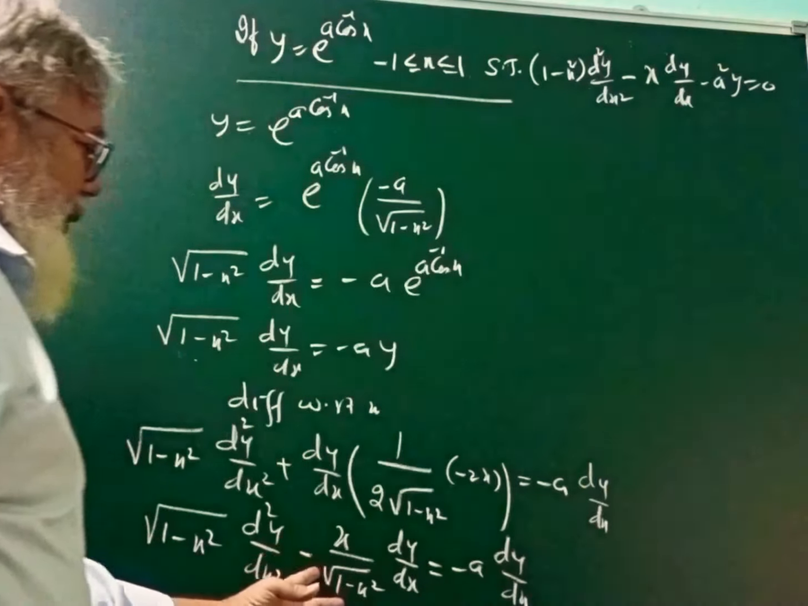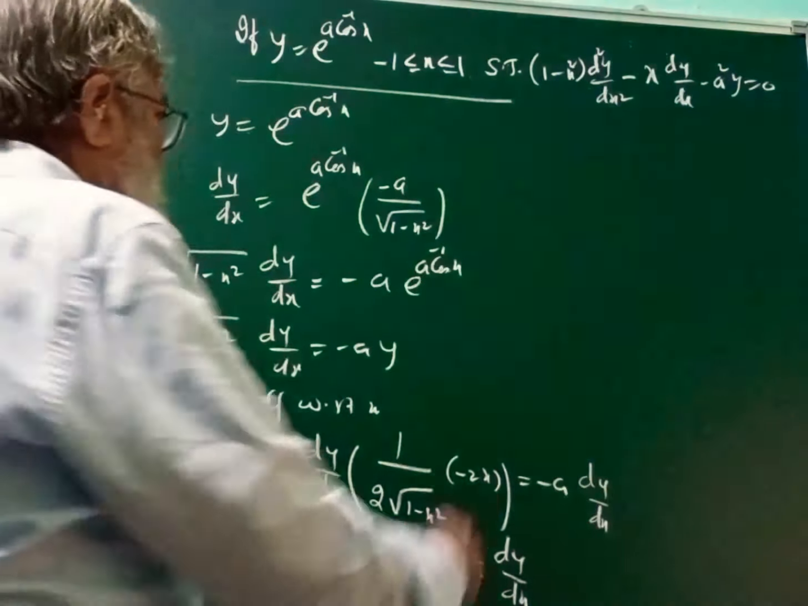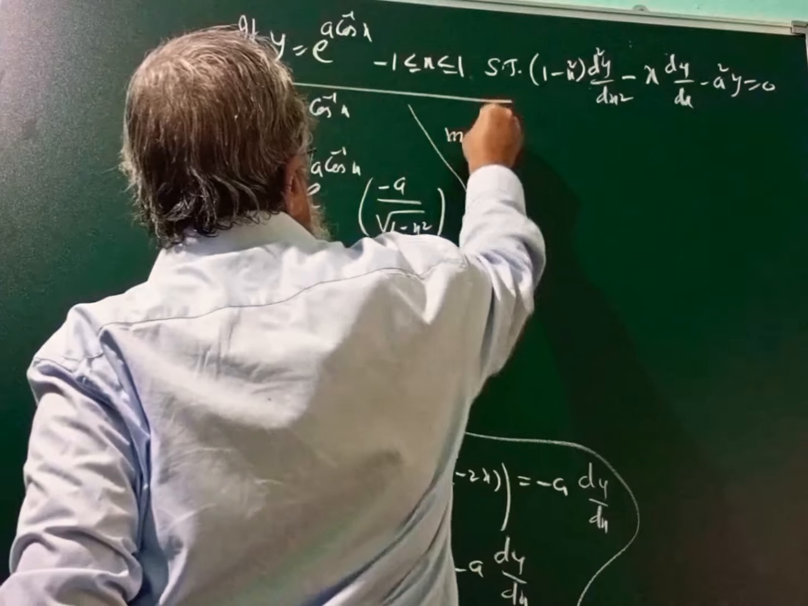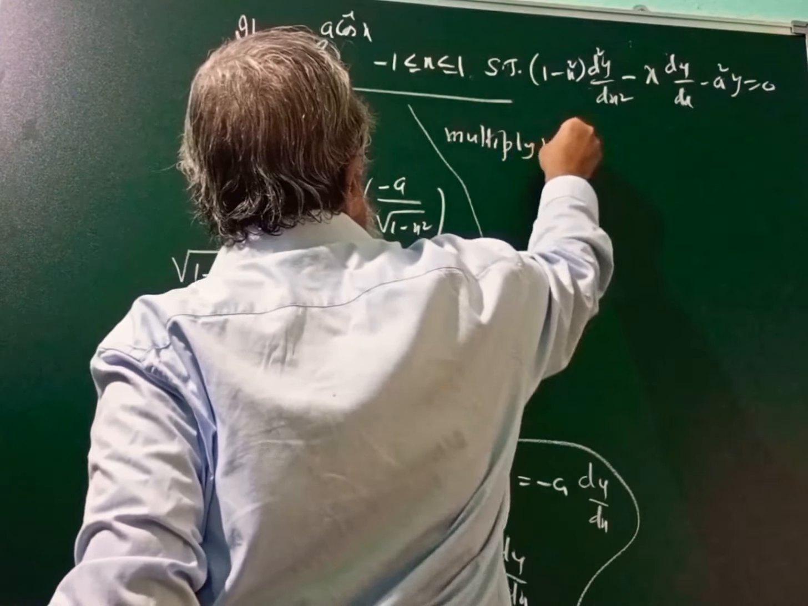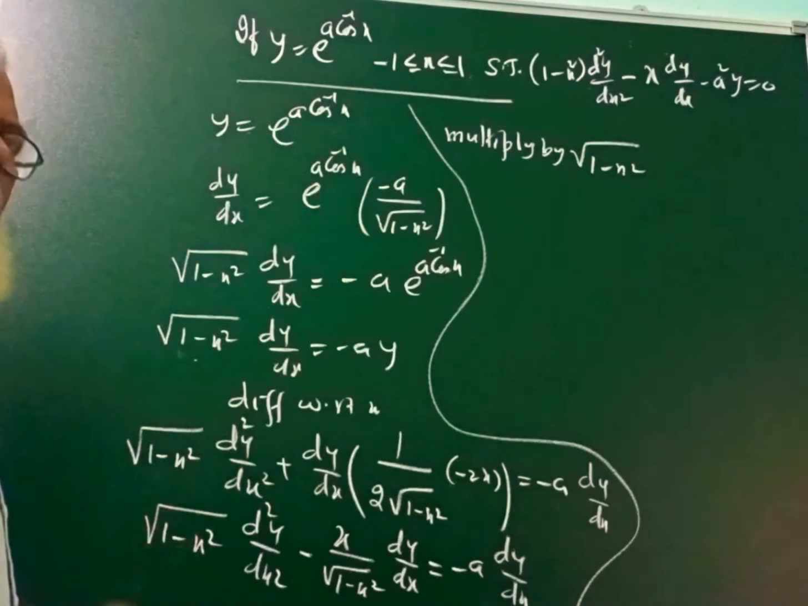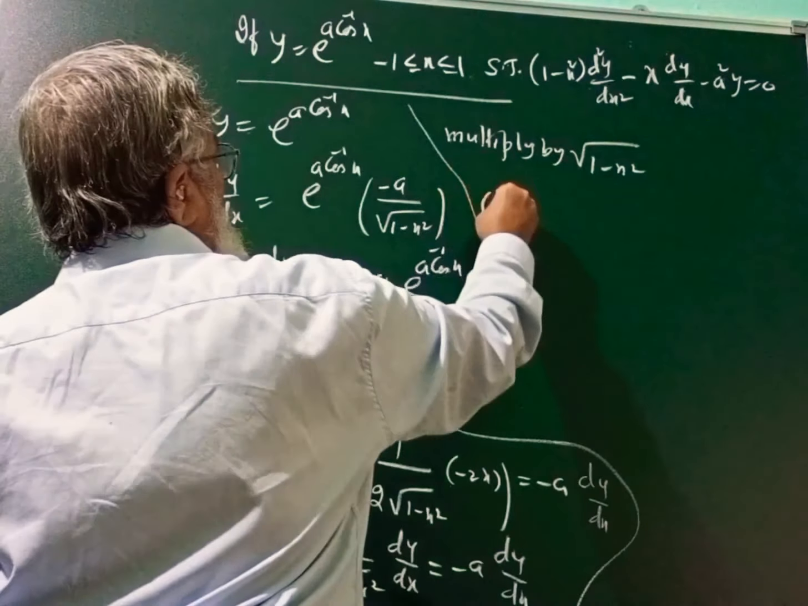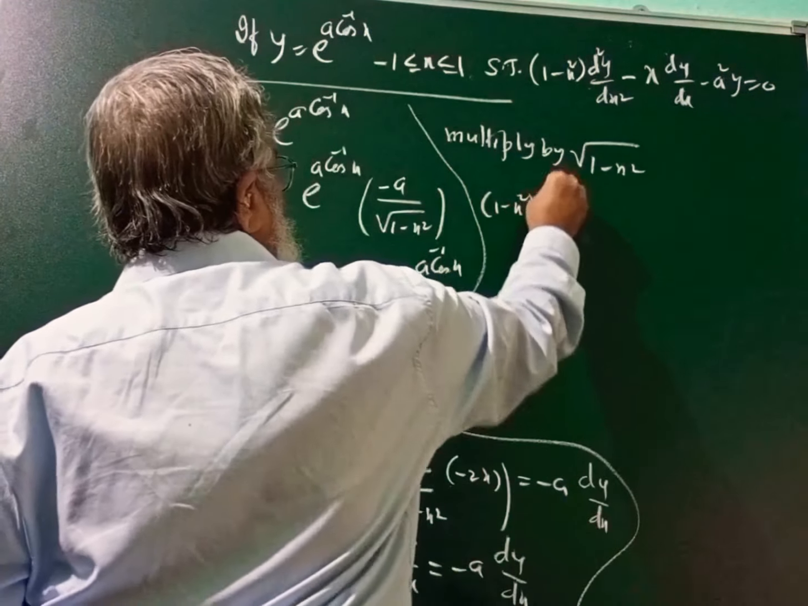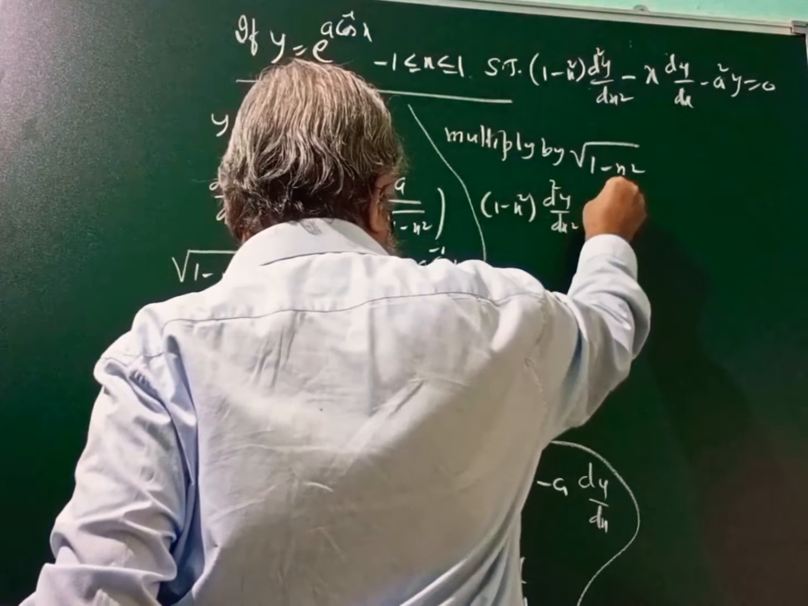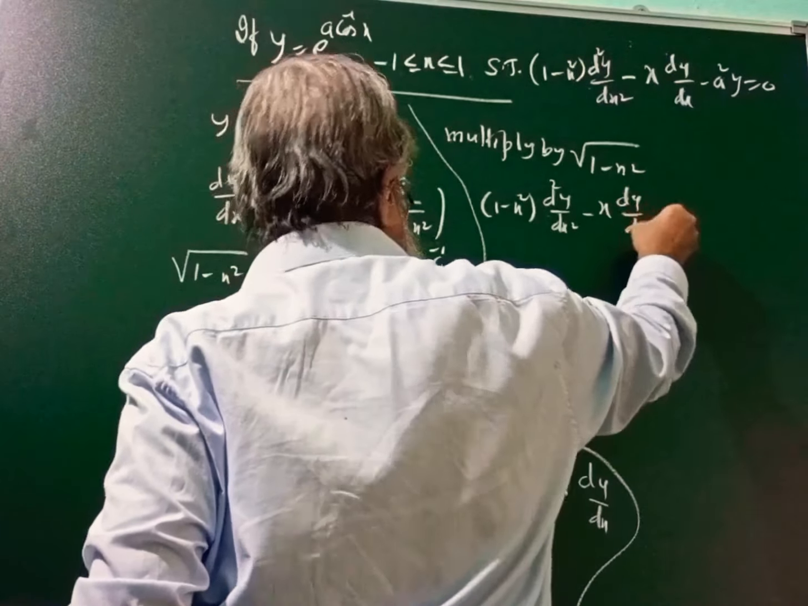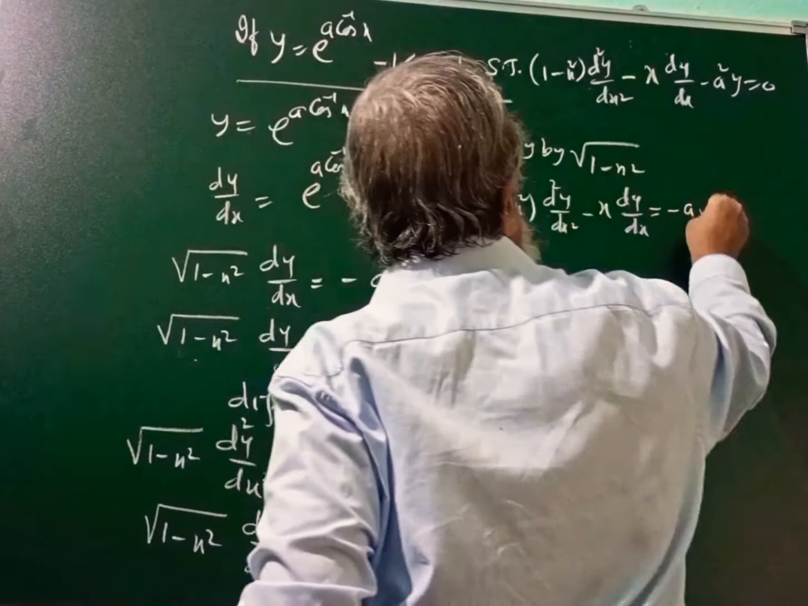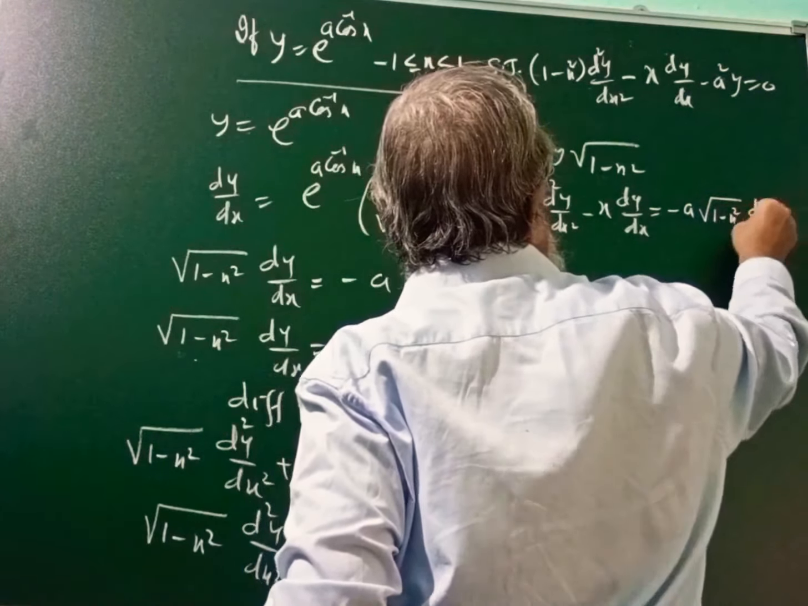Now multiply by this quantity throughout. So to this equation, multiply by under root 1 minus x square. Because of the product, root will be removed. And here we get 1 minus x square into d square y by dx square, minus what remains here, minus x into dy by dx is equal to minus a, because it is multiplied, under root 1 minus x square into dy by dx.